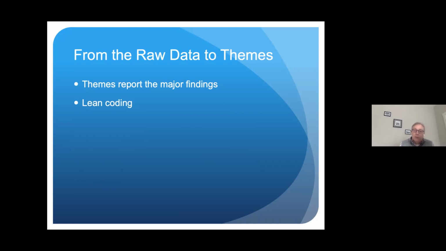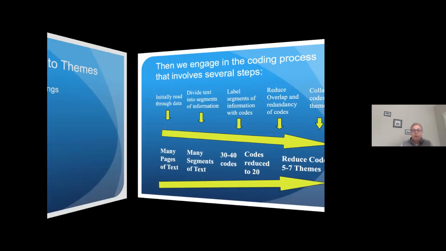And I generally use a process called lean coding, and this is something that Creswell recommends. And this means that we try to have a more parsimonious set of codes. So sometimes people will come to me with a project and they might have 100, 200 different codes, and it's very difficult to make sense of that. So I tend to recommend a smaller set of codes actually. And we'll talk about how you get to that point going forward.